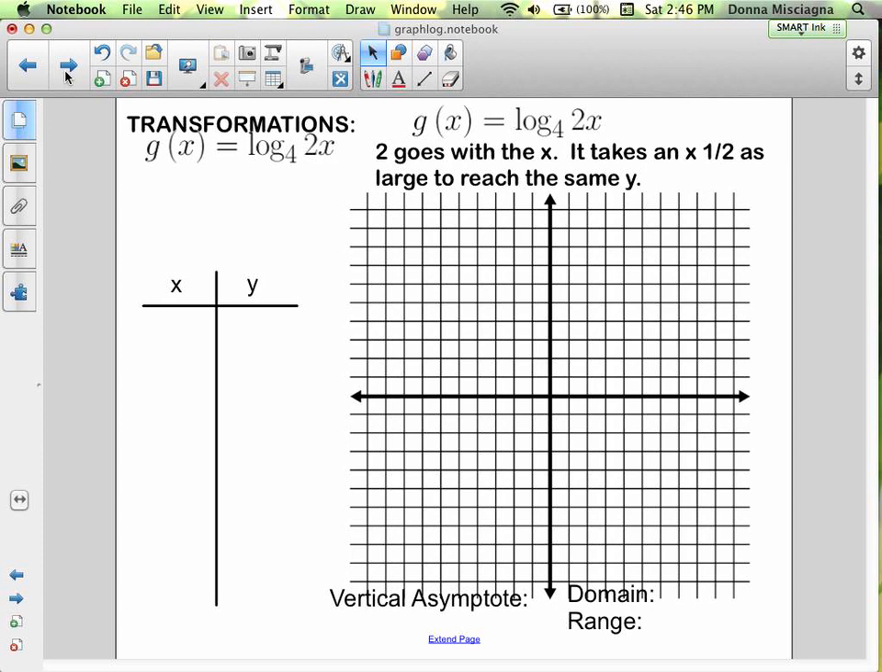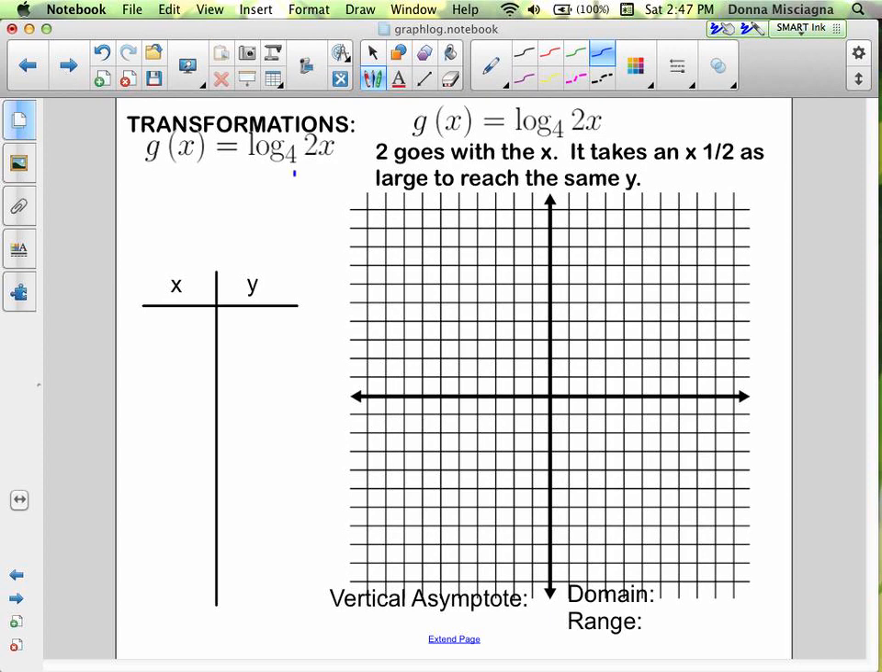All right, so here we have a little bit different one. Now this time, there's no way to get the 2 out of there. The 2 is stuck in there because it's not the log of x times something. It's the log of 2x. All right, so we'll just rewrite it. This is going to be no big deal.